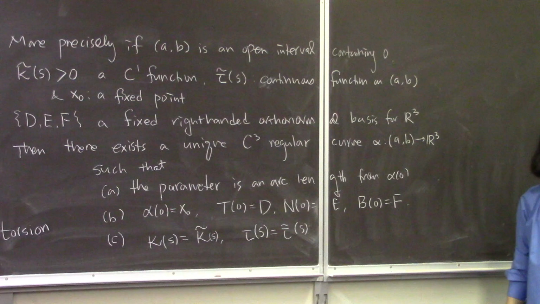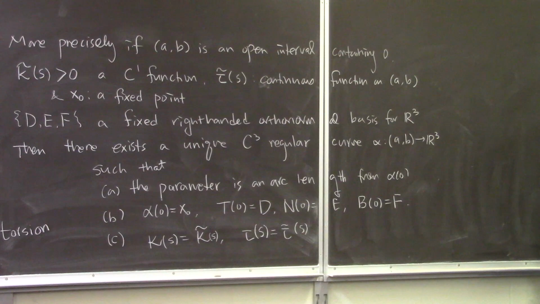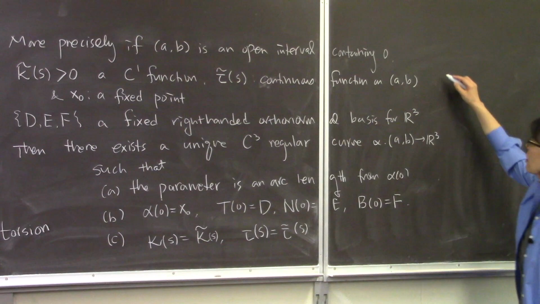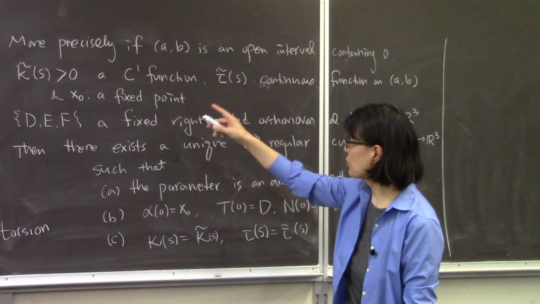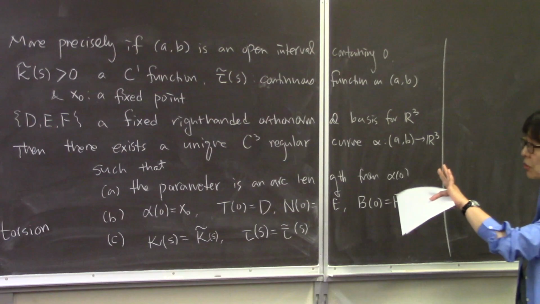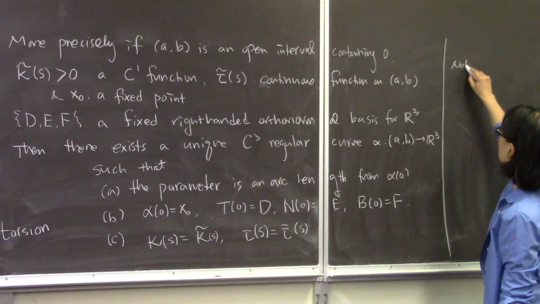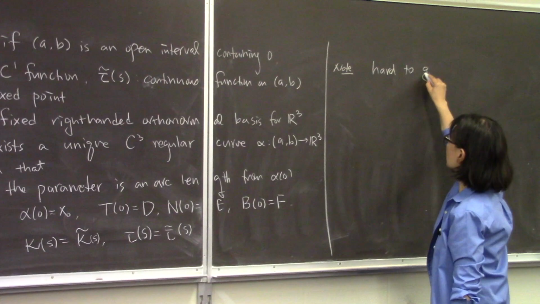Then I'm going to skip the proof of that, but if you're interested in the proof, then I'll make a copy and give it to you next time. Okay. Then, actually in theory, this is true, we know it's true. But it is very hard to find the one. So if you have two functions, then it's hard to find the curve that has those given curvature and torsion. So here is a note. It exists, but it's hard to get such regular curves.